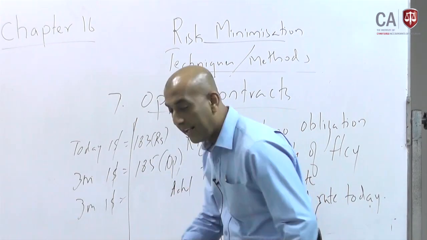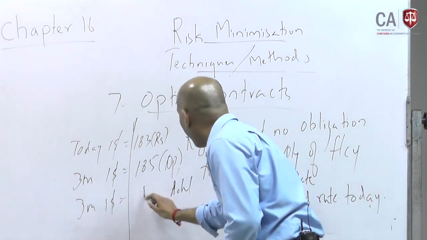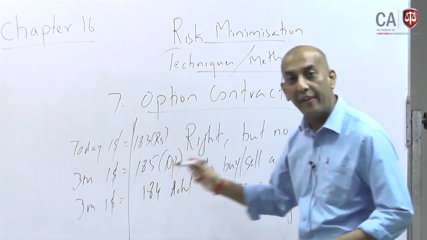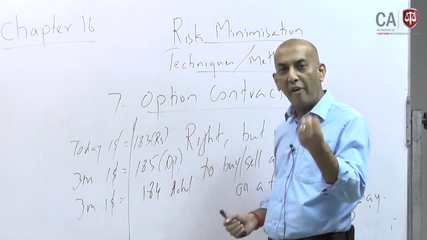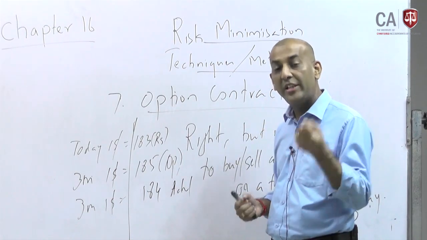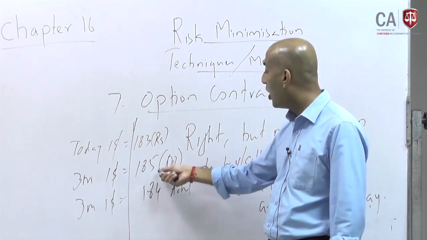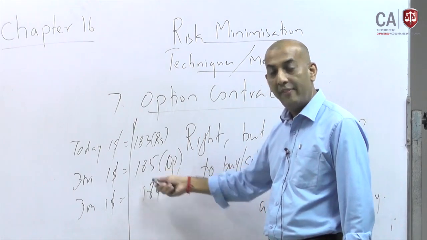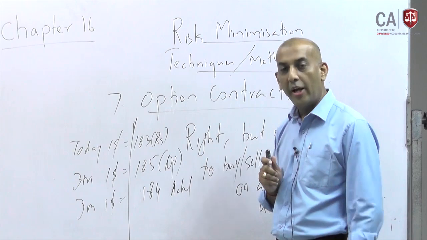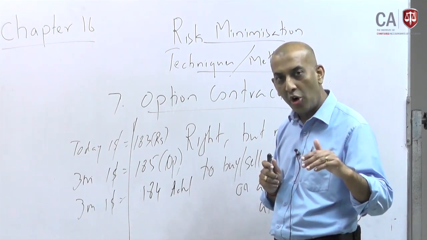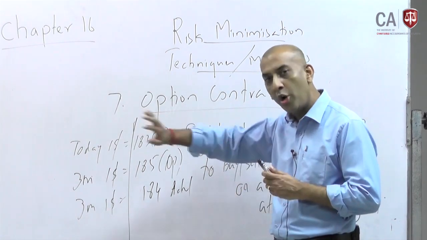your actual rate is 184. Your actual rate is 184 and the option contract is 185. So you have an option contract in your hand which gives you the right to buy dollars at 185, whereas the market dollar is 184. What are you going to do? Are you going to exercise your option contract or are you going to ignore your option contract?